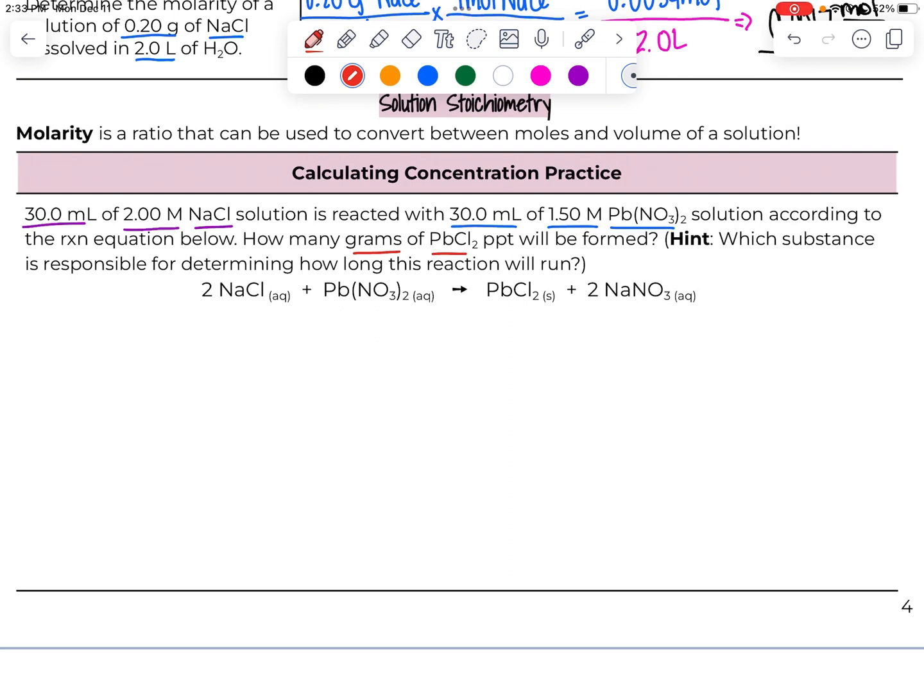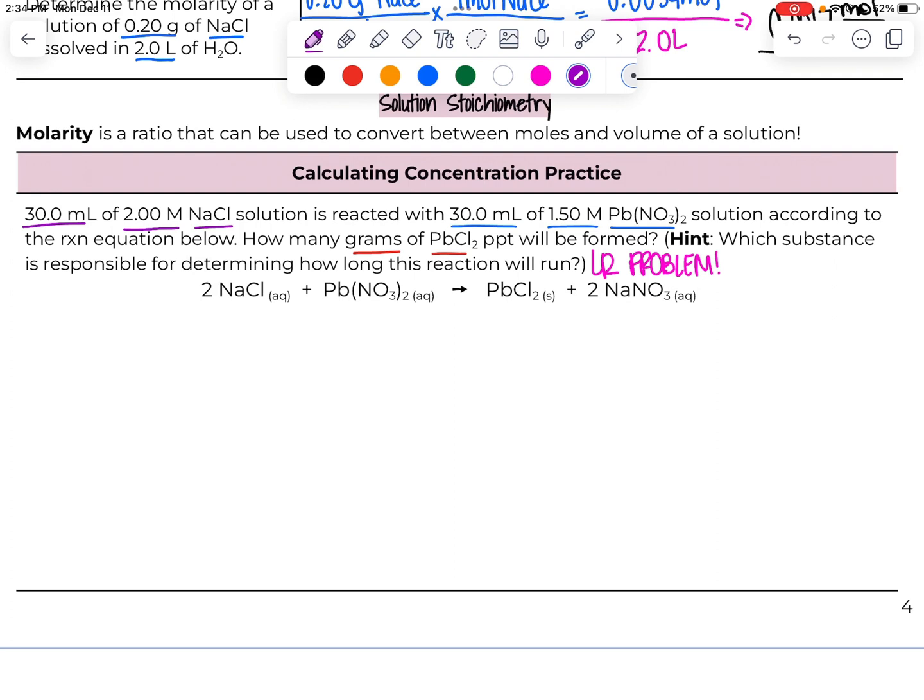So we know that we're given some information about both of our reactants. We have 30 milliliters of a 2 molar sodium chloride solution and 30 milliliters of a 1.5 molar lead nitrate solution. But which one of those substances is actually going to determine how much lead 2 chloride precipitate we can make? That's right, everybody. This is a limiting reactant problem. Anytime we're given information about more than one reactant, we've got to figure out which one's going to run out first. So the first step to a limiting reactant problem is comparing the amount of moles of each of our reactants that we have in order to determine which one's going to run out first.